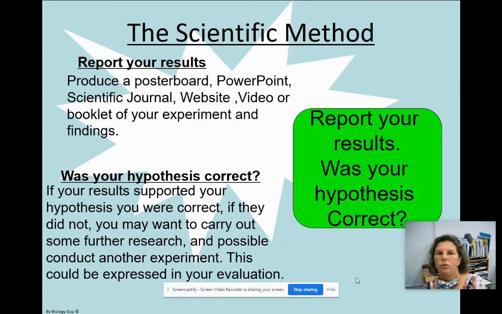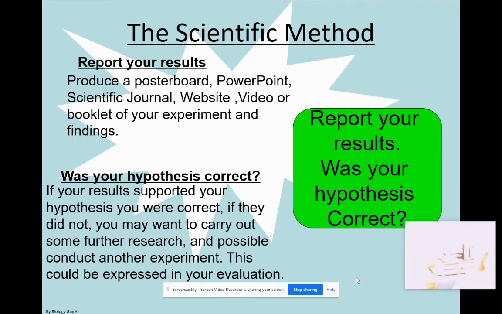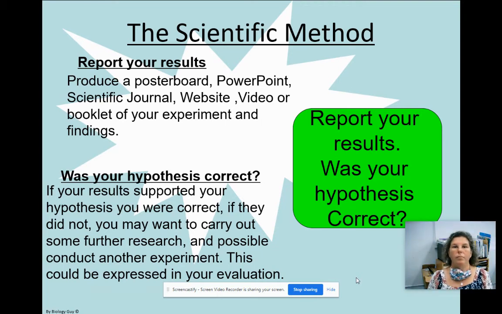So then you do your report and you report your results. Was your hypothesis correct? So when you do your report, a lot of times you can do a poster board, a PowerPoint, a scientific journal, a website, a video. We're going to use slides in the classroom to do that. And then you just say, was my hypothesis correct or incorrect? And you might need to do further research because maybe your hypothesis didn't really explain what was going on. And you might want to give the why from something you found on the internet.